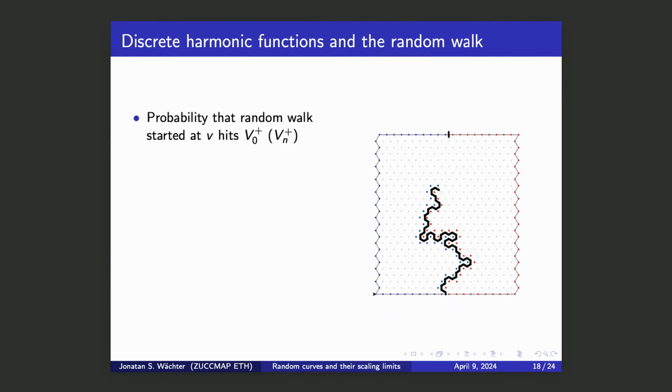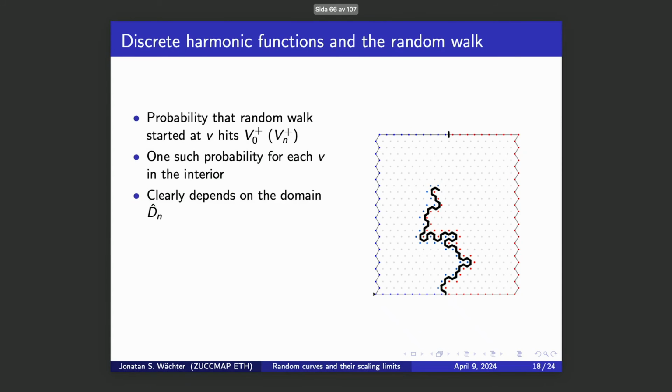And the probability that a random walk started at a vertex V hits the positive part of the boundary at some time step depends on the domain, but it also turns out that this function for a fixed n is a discrete harmonic function. And the way to think about this is, you start at some vertex, and then the probability that you're going to exit at the positive part of the boundary is, you move to one of the neighbors, and from there, you just look at the probability that you're going to exit from there, right? So it satisfies this mean value property.